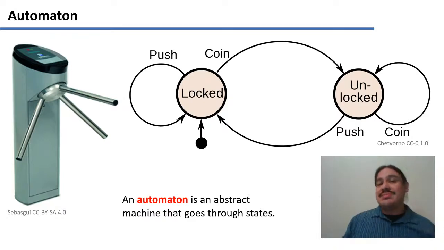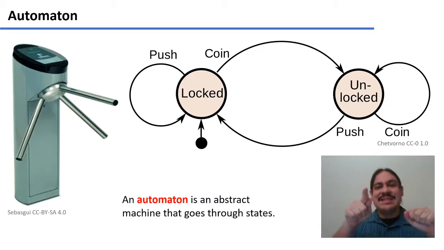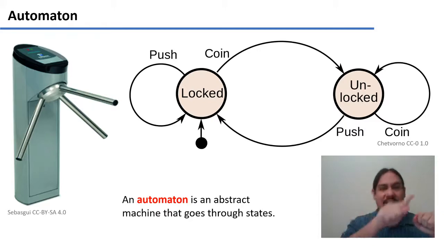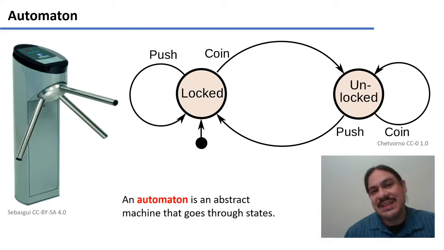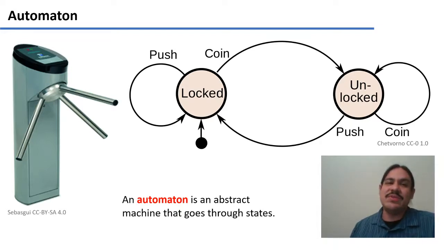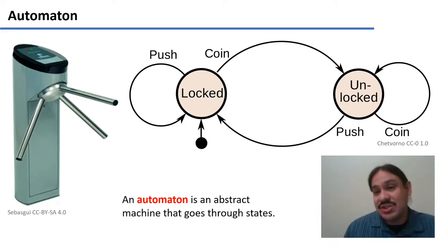You could do several actions. One of the inputs that you can provide to the system is to push it. If you push it, you're going to find yourself back in the same state. You're going to see that it's locked and it will remain locked. And if you push it again, it will remain locked. You could do a different kind of input. You could put a coin in. Once you put a coin in, you're gonna have a transition into a different state.